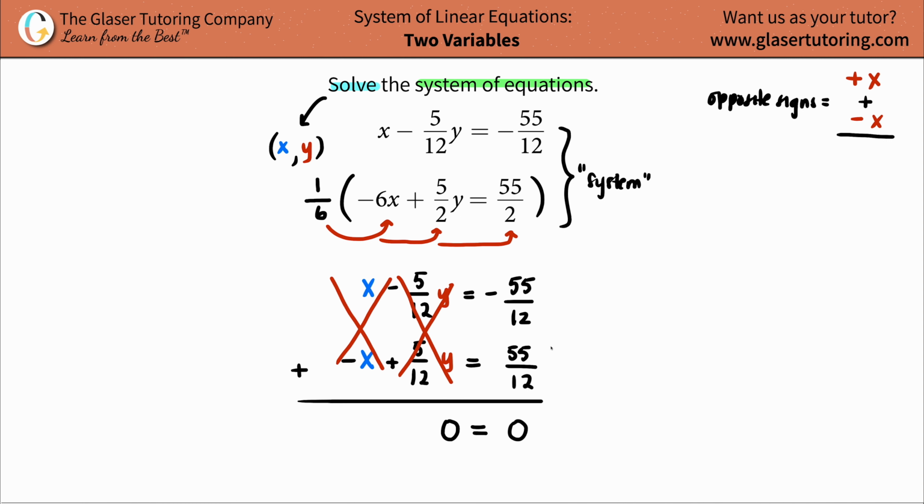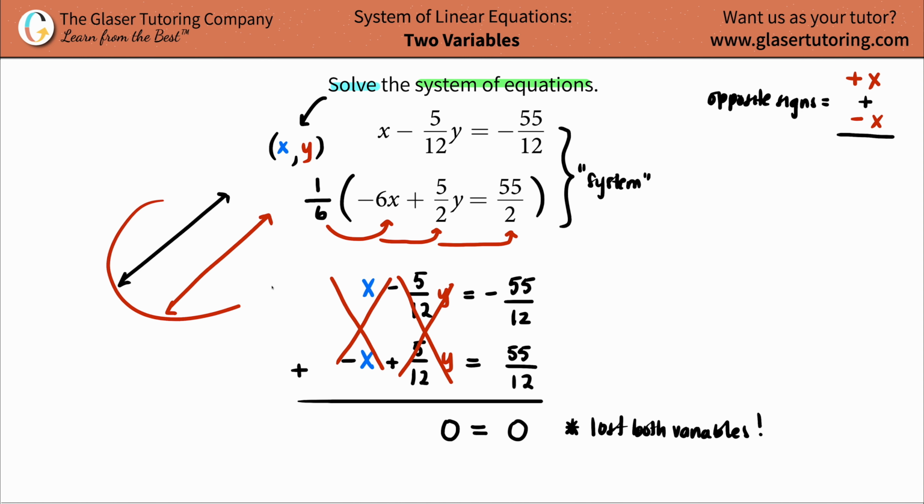Now, when you lose your variables, so we'll say we lost both variables, guys, this could be two possibilities. Either these two equations are the same equation, which means that they are literally identical. And if they are right on top of each other, that means that they will have infinite points that they all share. Or they might be parallel to each other, in which they have no solutions. So which one is it?